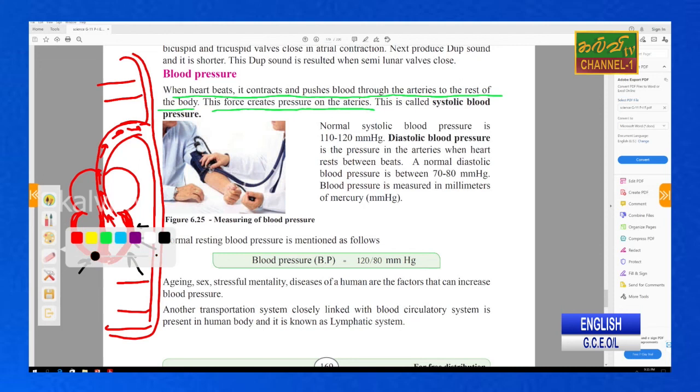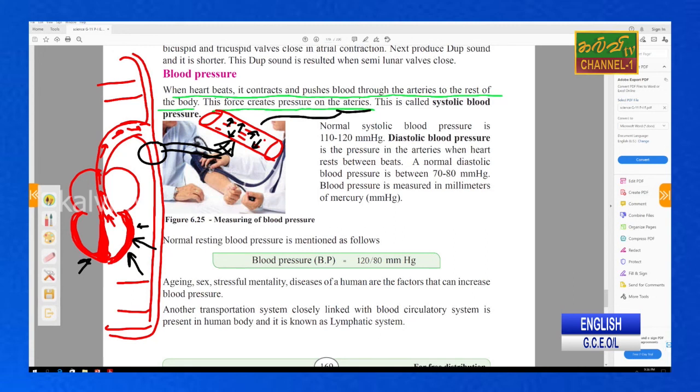if we take a part of this vein, what happens? Here, when you supply the blood, this gives pressure to the wall. Pressure to the wall. Right? So we can find out the pressure of the blood by using this apparatus also. Here, when the heart contracts, it pushes blood through the arteries to the rest of the body. This force creates pressure on the arteries.